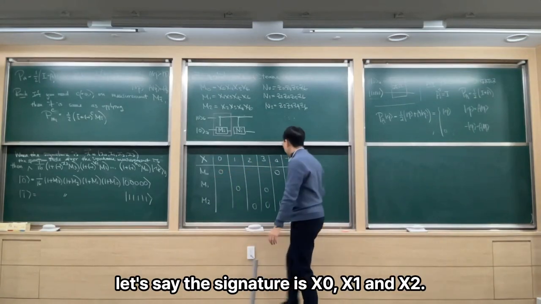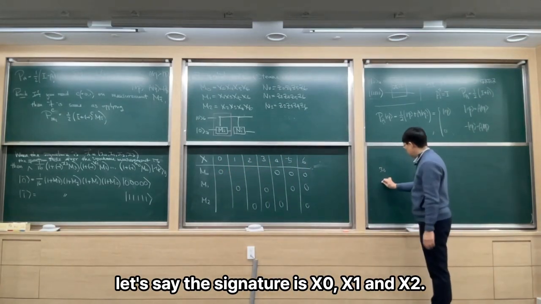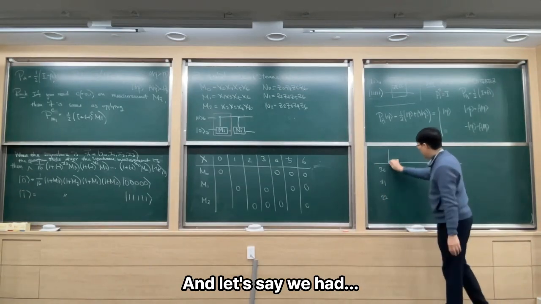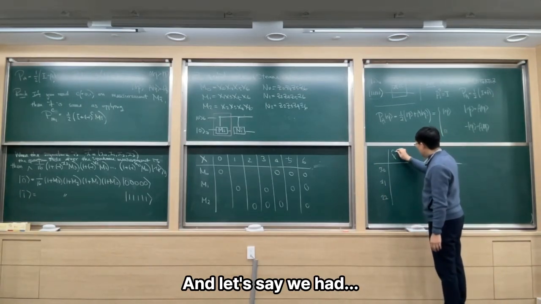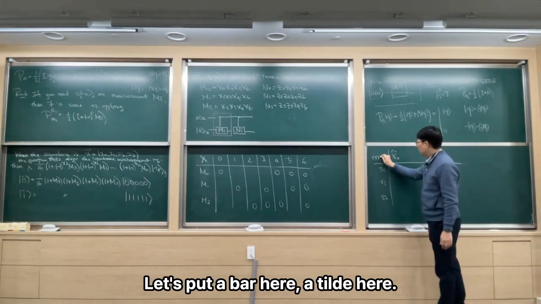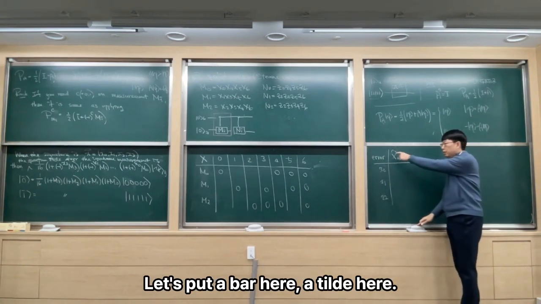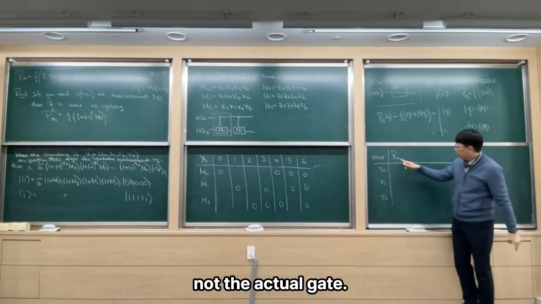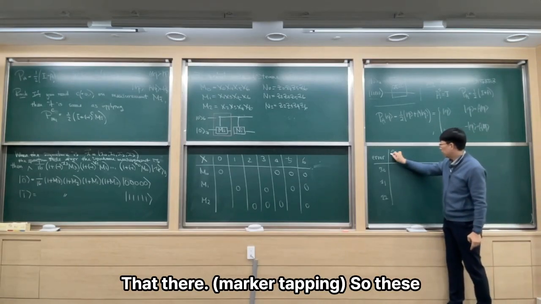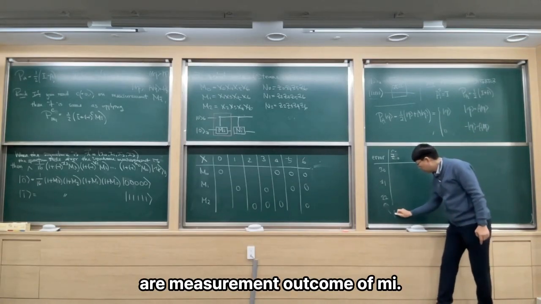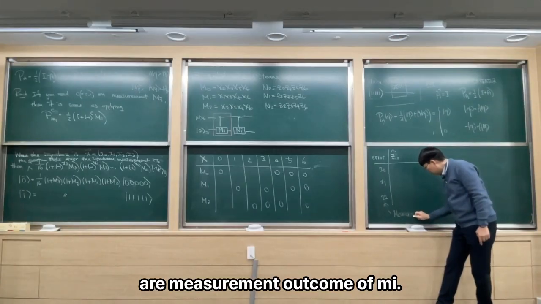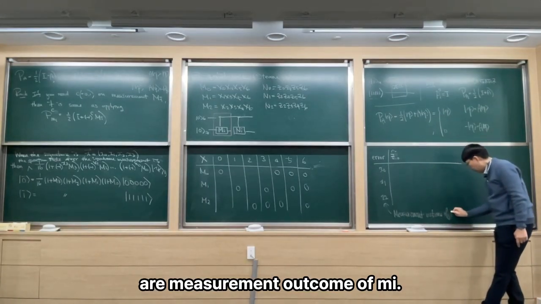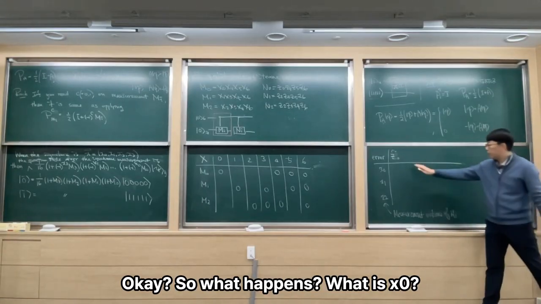So the signature, let's say the signature is X0, X1, and X2. And let's say we had, let's put a tilde here to indicate that this is an error, not the actual gate. So let's say we had Z error. So these are measurement outcome of MI.